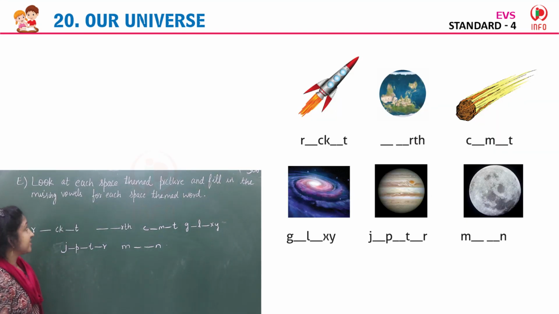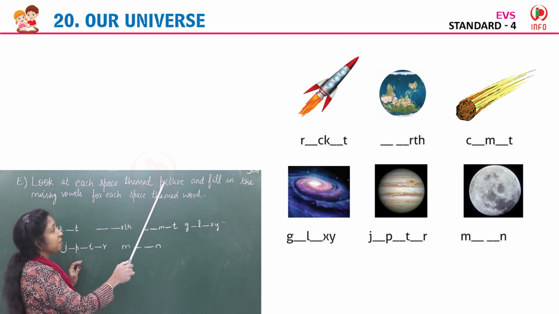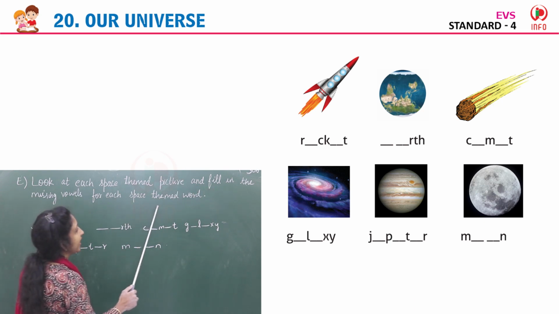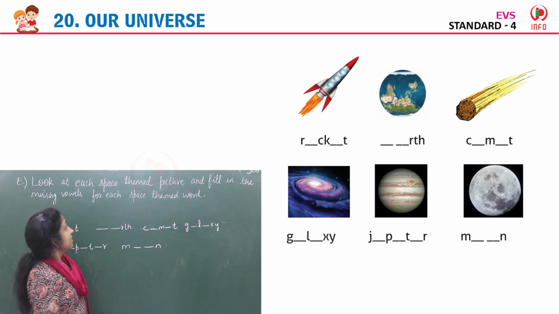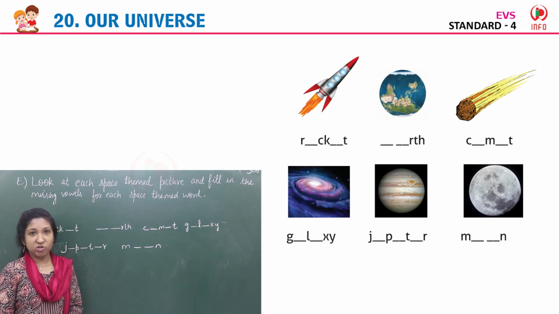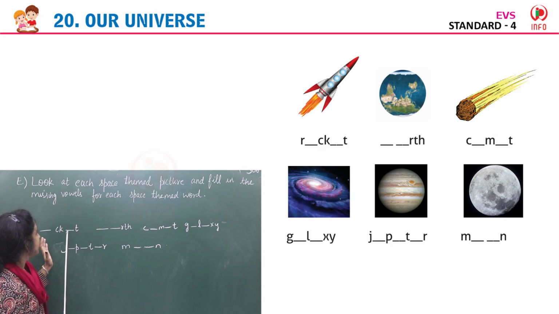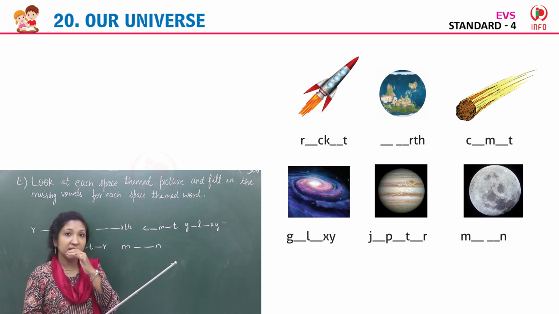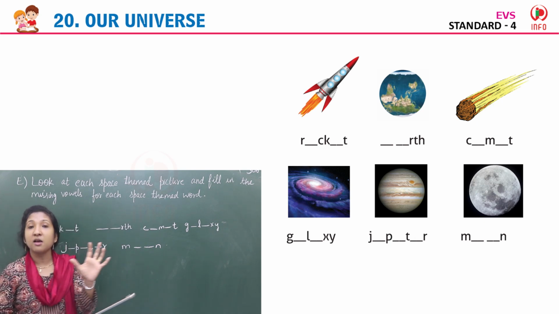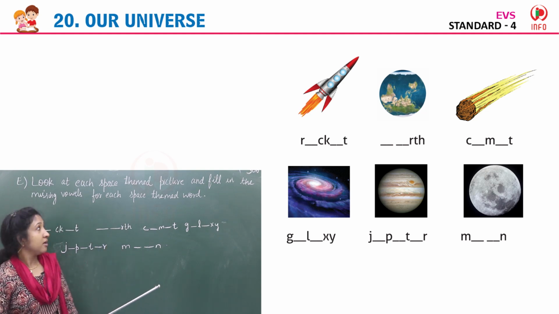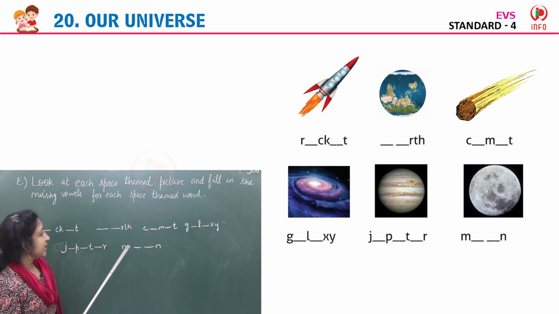Yes, children, next exercise E. Look at each space themed picture and fill in the missing vowels for each space themed word. Given are space themed pictures connected to space, pictures of heavenly bodies. You have to fill in the missing vowels. Here the letters missing are vowels, A, E, I, O, U. You have to fill each missing vowel in each word.